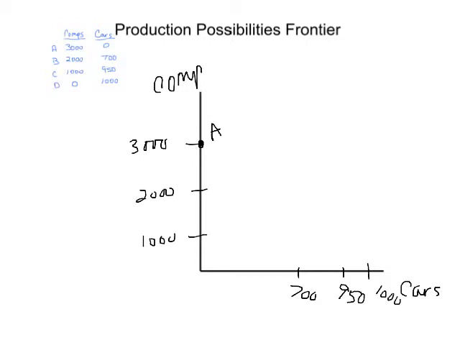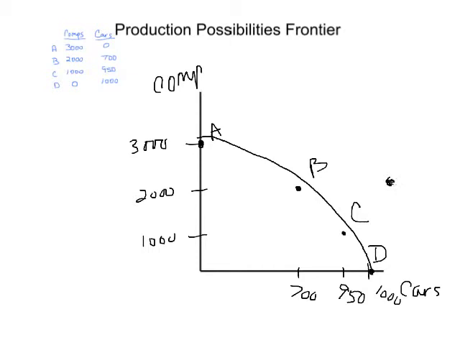Point B, 2,000 computers and 700 cars, right here. Point C, 1,000 computers and 950 cars, right here. And point D is 0 computers and 1,000 cars, right here. Connect these dots, and that gives us a production possibilities curve, roughly, that looks like that. So this curve represents all of the different combinations. You notice there are probably some combinations in between A and B, or between B and C, and so forth, that are possible.